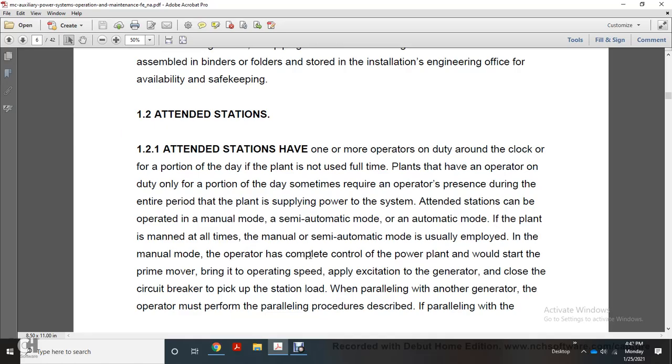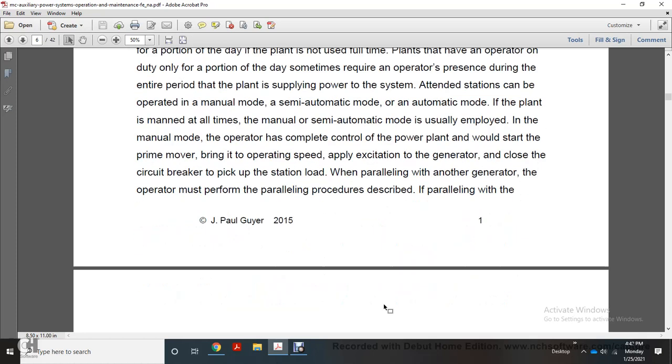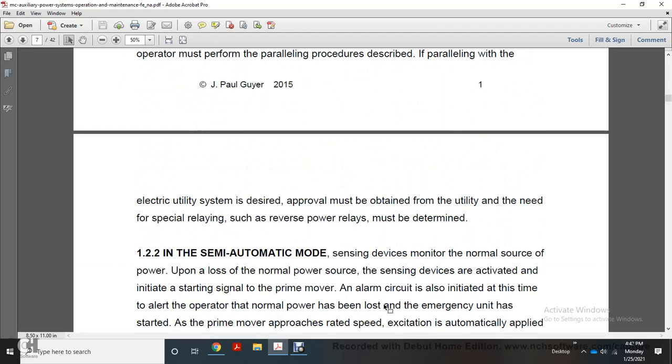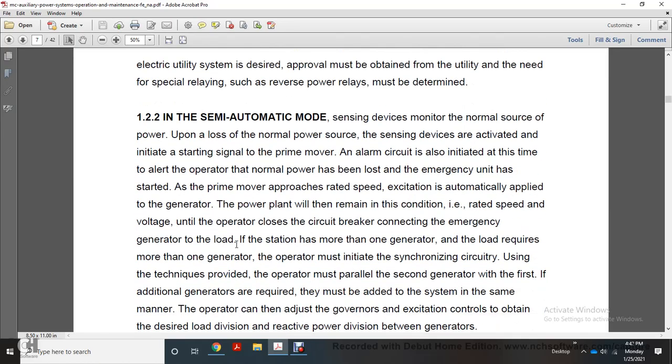In the manual mode, the operator has complete control of the power plant and would start the primary mover, bring it to operating speed, apply excitation to the generator, and close the circuit breaker to pick up the station load. When paralleling another generator, the operator must perform the paralleling procedures described. If paralleling with electrical utility systems, the desired approval must be obtained from the utility. The need for special relaying, such as reverse power relays, must be determined.